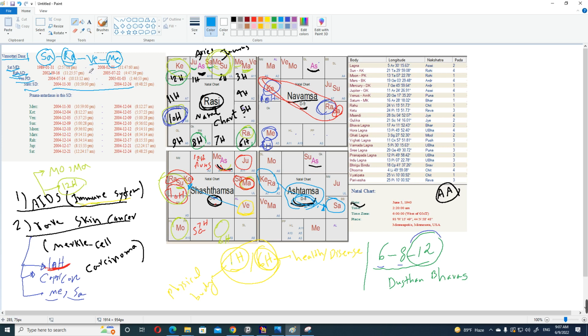Period, sub-period, sub-sub-period: Dasha, Bhukti, Antara. Antara is Venus. What about Venus? Venus has given death, and at the same time disease. I told you that Venus, in the main chart, is with Mars, the lord of the 8th house of chronic illness.